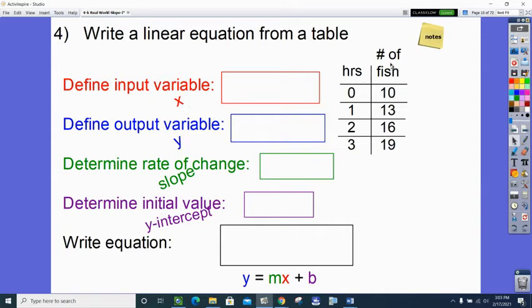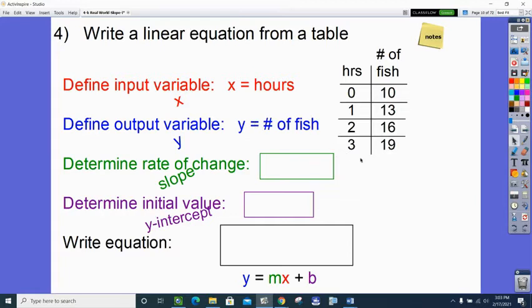We need to know, what is your input variable? Which one of these would be x, hours or the number of fish? And I'm hoping you said hours. The number of fish depends on hours. Your clock isn't going to change miraculously based on, say, how many fish you caught. What is your output variable? Well, that becomes easy. That'll be the number of fish.